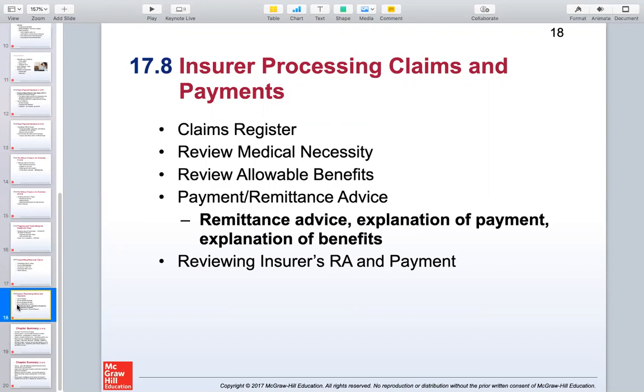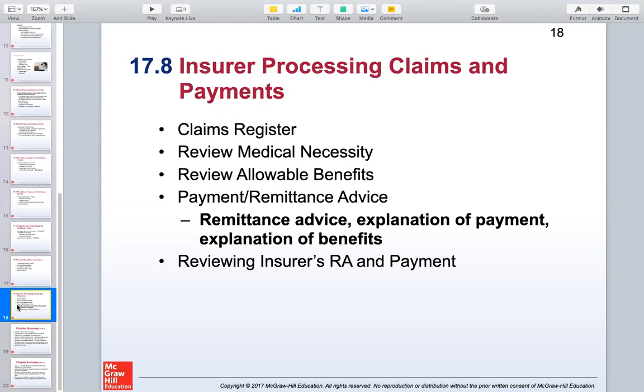When we review for medical necessity, we're making sure that each claim is reviewed to determine whether or not the procedure provided did accompany a diagnosis that is compatible with the procedure. When we are reviewing for allowable benefits, this is just comparing the fees the provider has charged with the benefits provided by the patient's health insurance policy. So making sure that these benefits are allowed, okay? That plays in with the role of getting that pre-certification or prior authorization.